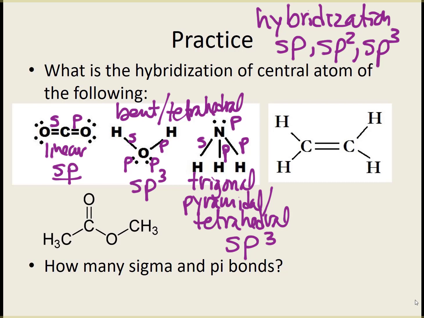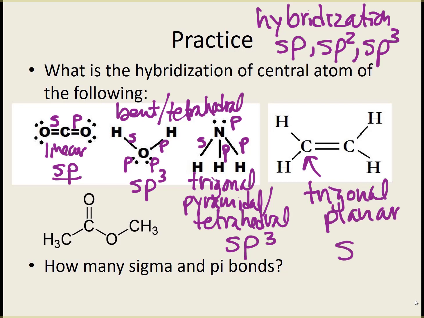Let's look at this one. So let's look at the first carbon. So looking at that first carbon, I see the shape is trigonal planar. So this is 3 groups that are coming off that central atom, so sp2. And again, if you want to count around it like I do, s, p, p. If you have a double bond, it just counts as one electron domain or one area where those electrons are.